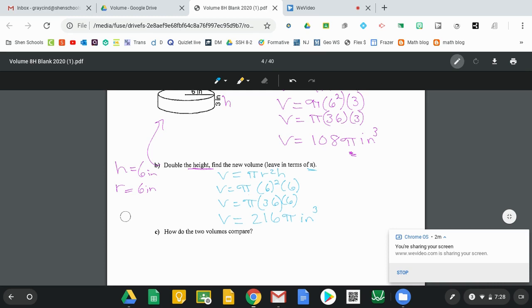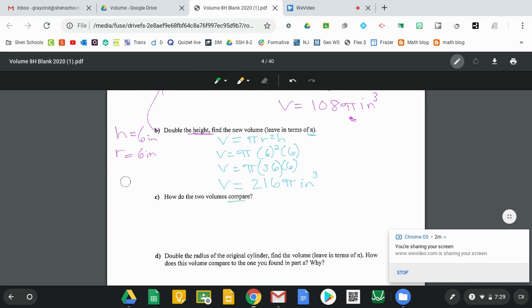So now, if we're asked to compare the two, we have 108 pi inches cubed and we have 216 pi inches cubed. If we divide them, because division is a comparison, we see that 216 divided by 108. Now pi divided by pi, any number divided by itself is 1, so you can just put a big 1 there and you're left with 2. So the volume doubles when the height doubles.